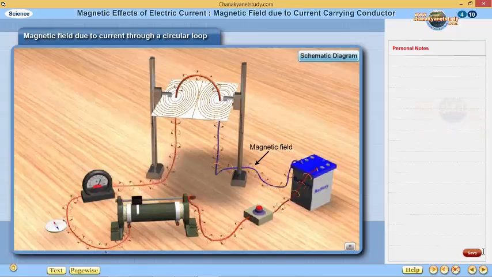Thus, if a coil has n turns, the field produced is n times larger than that produced by the single turn. This is because the current in each circular turn has the same direction, and the field due to each turn then just adds up.